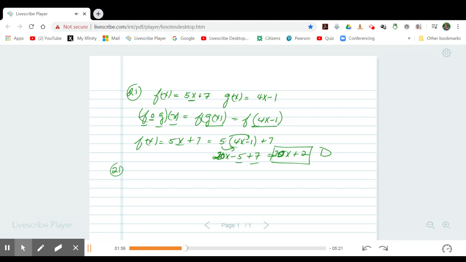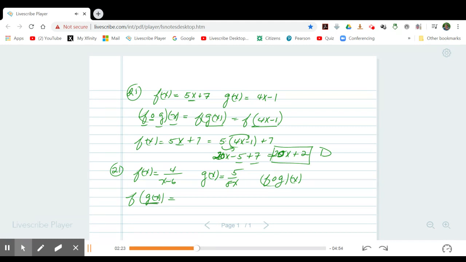Number 21. f of x equal to 4 over x minus 6. g of x defined as 5 over 8x. He's asking us to find f composite g of x, which translates to f of g of x. So in the f function, I'm going to replace x with the g of x function.